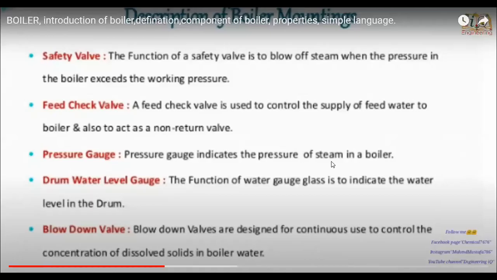So, students, what is the feed check valve? A feed check valve is used to control the supply of water to the boiler and also acts as a non-return valve. Okay, what do you mean by non-return valve? It means the supply is one-sided only.